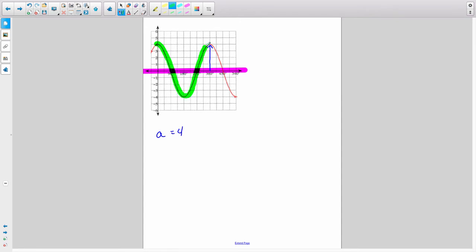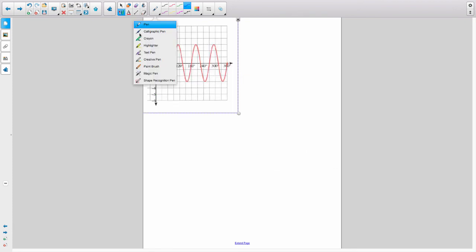Here's one cycle, peak to peak. Now I want to ask myself, how long was that? If I look, 360 degrees. So how many cycles did I do within 360 degrees? I did 1. So B is 1. And my period, which we just figured out, is how long was that one cycle? 2 pi over B, or 2 pi over 1, which is 360 degrees. That's my period. Cool, next graph.